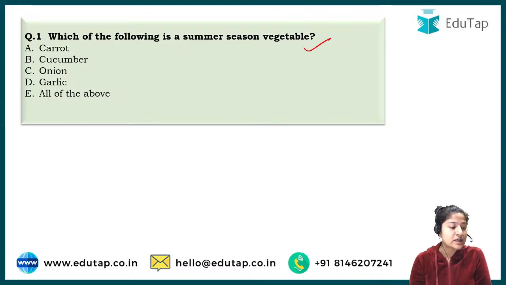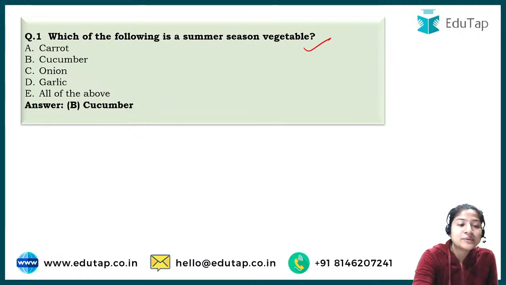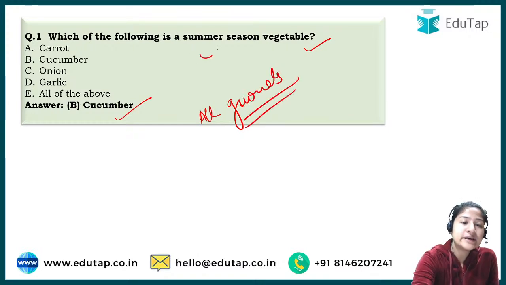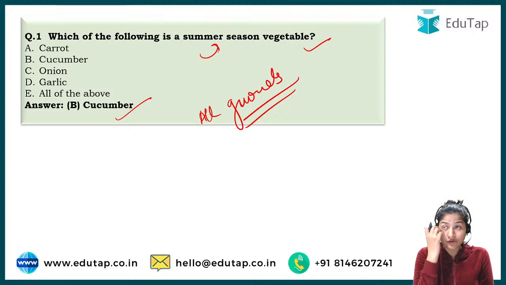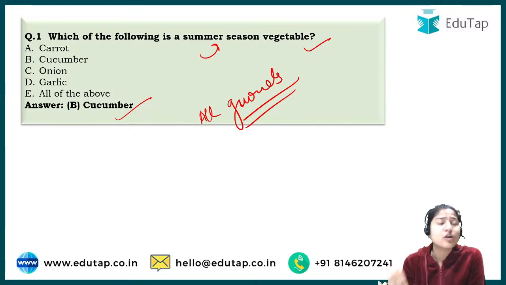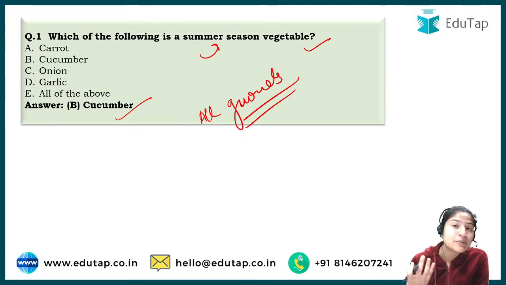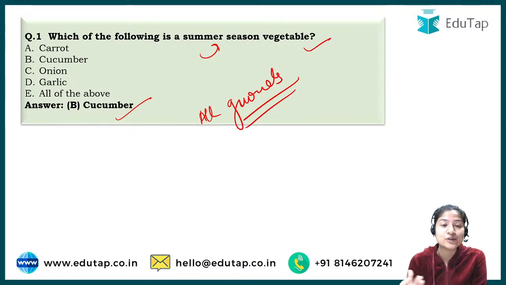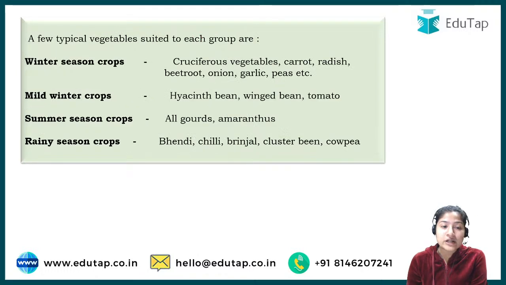So the first answer is option number B, that is cucumber. All gourds specifically are grown in summer season only. For example, cucumber is the best example, or watermelon also. Watermelon is not a gourd, but I'm just giving an example. Whatever vegetables have a lot of water are usually the summer season vegetables.